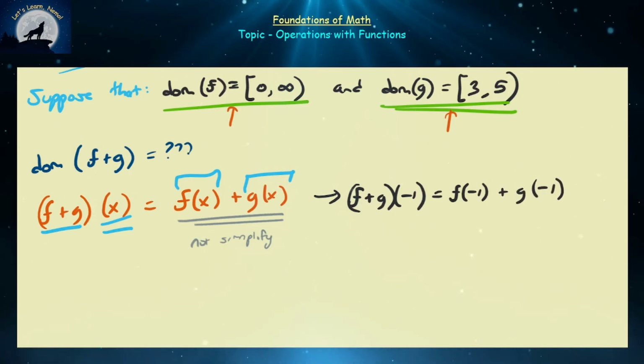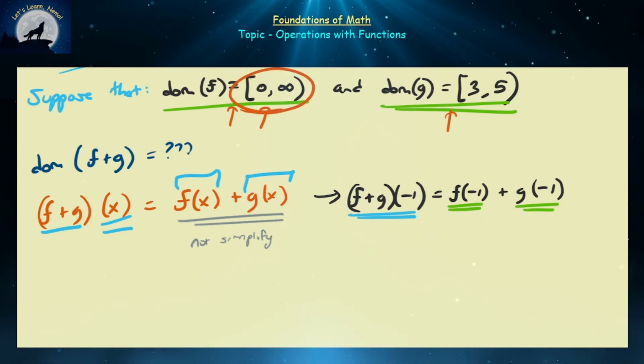So in order for this expression to make any sense, minus 1 must be in the domain of f, and minus 1 must belong to the domain of g. But the domain of f is defined to be the closed interval 0 up to infinity, and minus 1 does not belong to that particular interval. Therefore, this expression does not exist.